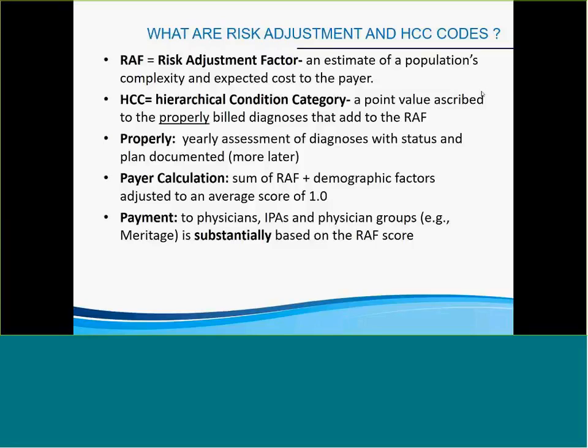The next step is payer calculation. Calculation takes the RAF that we have put together from the HCC codes that we document, add a demographic factor, adjust the averages to a 1.0, and gives us a score. Finally, payment is substantially based on the RAF score for the population we care for. And we're talking about two populations here. One is the Medicare program, which is SCAN, and the other is the risk commercial program, which is WHA.